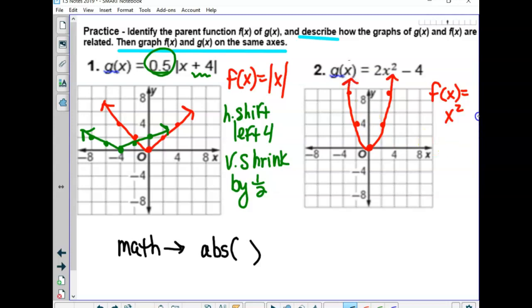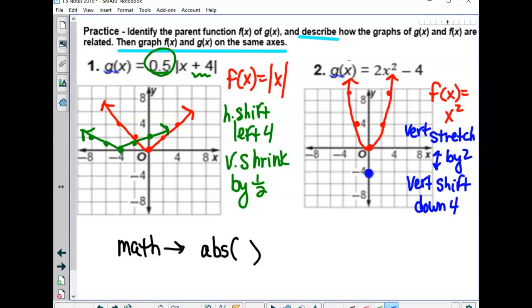All right, what 2 things are happening to this graph according to the 4 and the 2? Okay, it is a vertical stretch up and down by 2, and the -4 on the back is a vertical shift down 4. So the whole thing is going to slide down 4 to there.